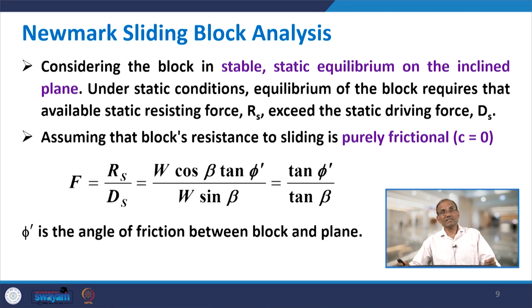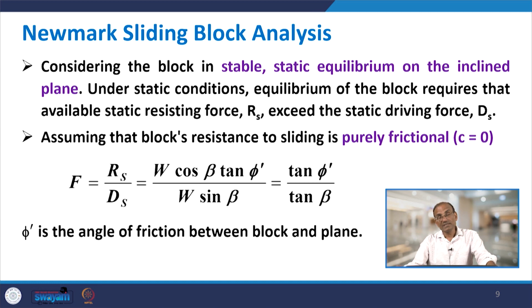So, for static equilibrium in the inclined plane under static conditions, equilibrium of the block requires that the available static resisting force, which is Rs, exceeds the static driving force, Ds. So, you have on one side the resistance of the block, and on the other side the driving forces. If the driving forces exceed the resisting force, then the factor of safety will be less than 1.